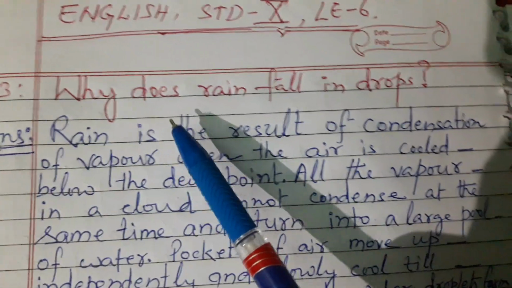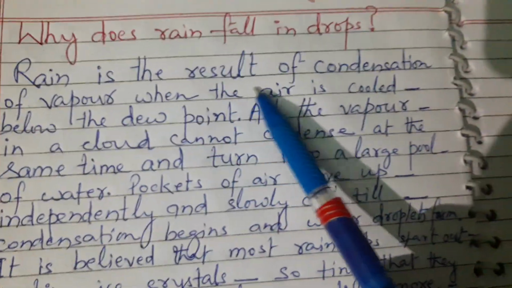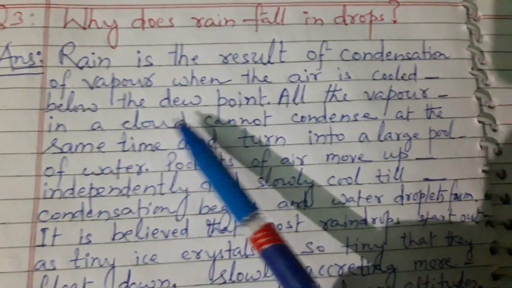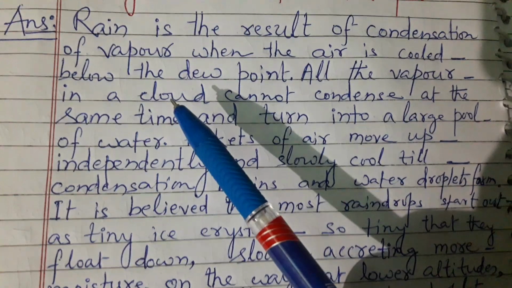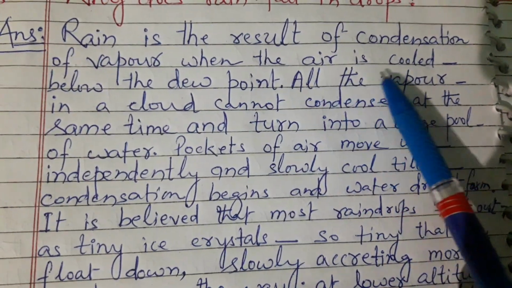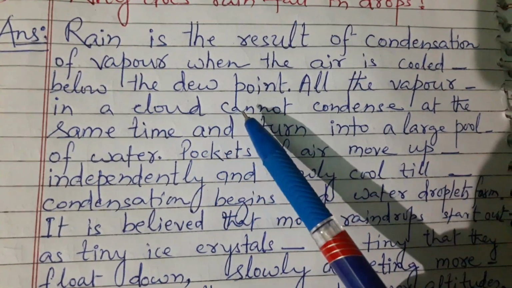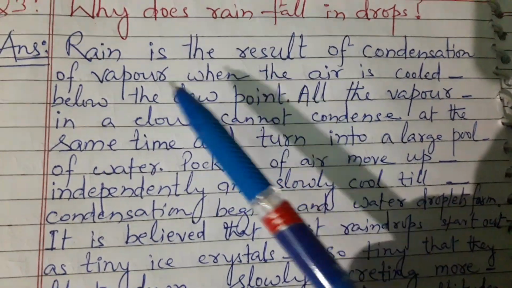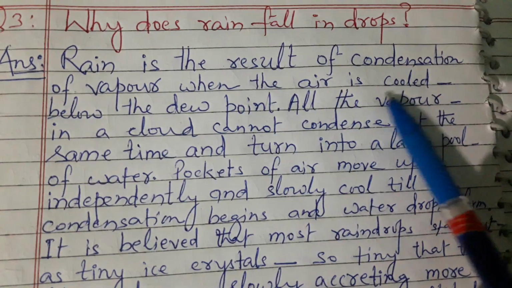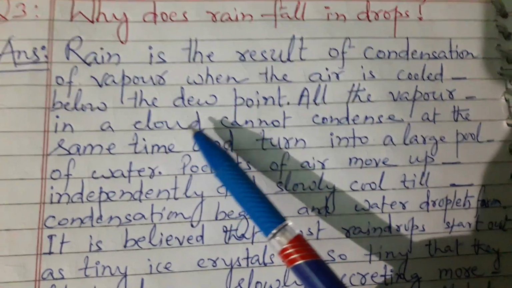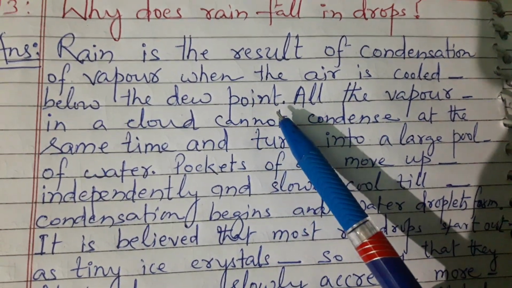Question number 3. Why does rain fall in drops? Answer. Rain is the result of condensation of vapor when the air is cooled below the dew point. Once more, rain is the result of condensation of vapor when the air is cooled down below the dew point.